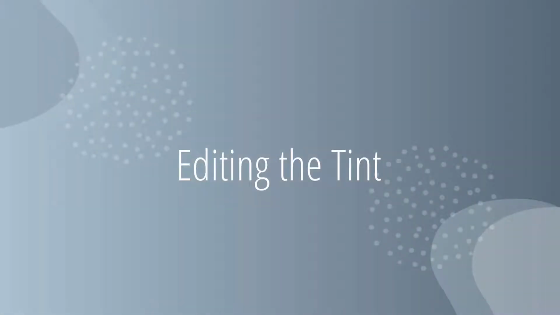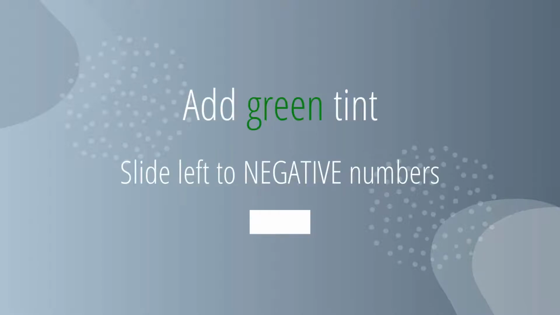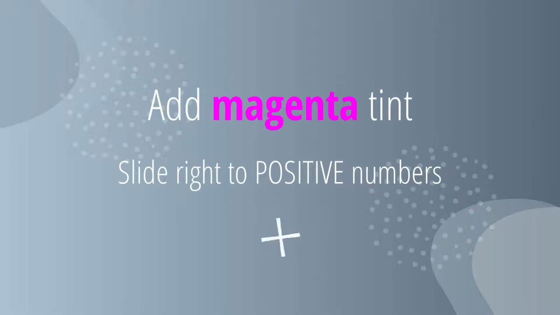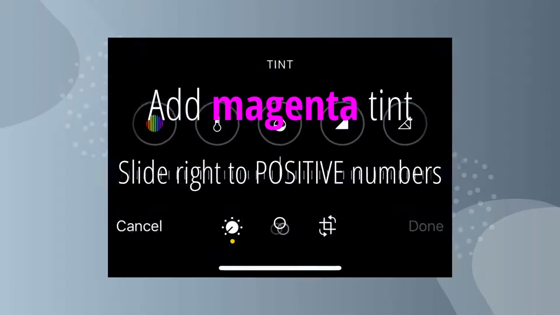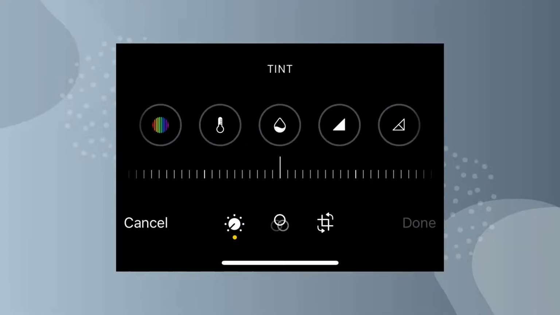So the last of the color tools is the Tint tool. It allows you to add either a green or magenta color tint to your photo. Drag the slider to the left to add a green tint, or to the right to add a magenta tint. If you're unhappy with the way a photo looks that you took, it's worth a quick bit of experimentation just to see if adding a green or magenta tint could bring out the elements in your photo that you want to highlight. So let's take a look at how that works.